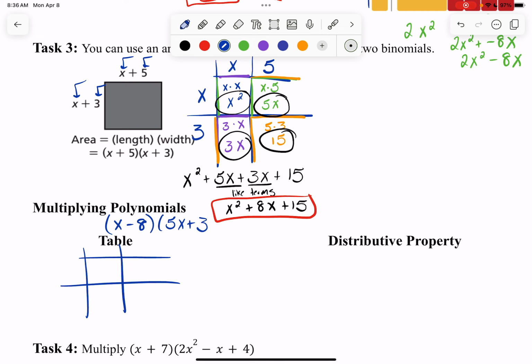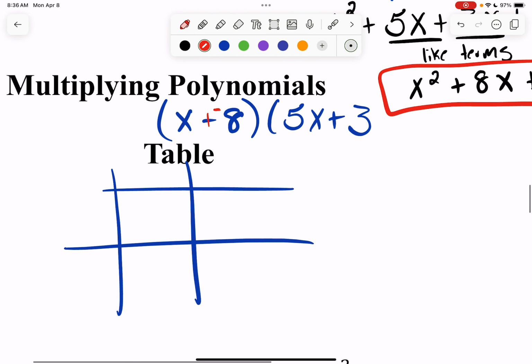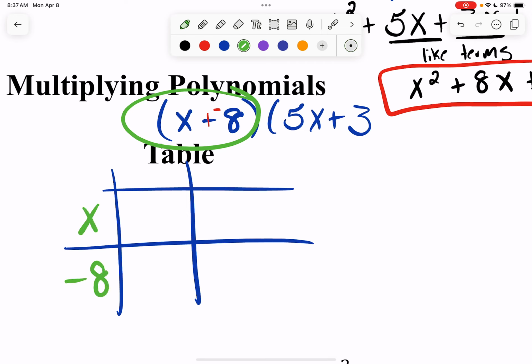So first is to identify all your terms, and this is where that plus and negative comes in. That minus 8 becomes plus a negative 8. So my two terms are an x and a negative 8. I go ahead and write those down in my rows. And then, oh, I forgot this guy. Okay, now in purple, my terms are a 5x and a 3.